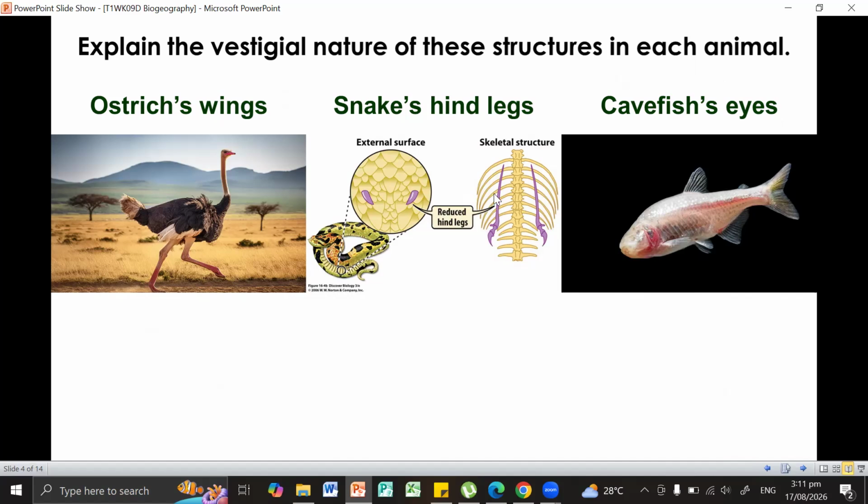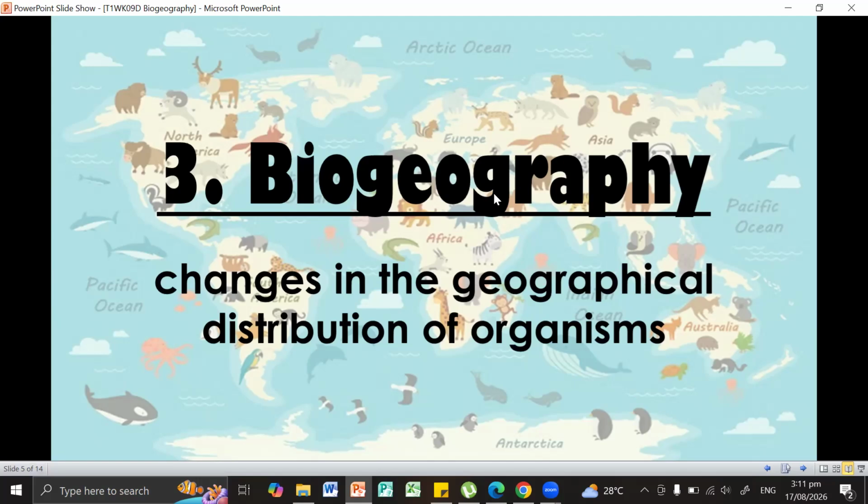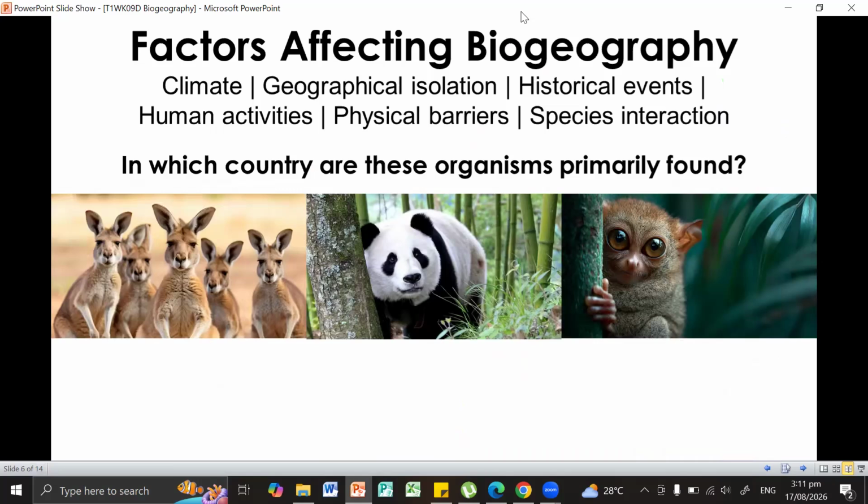All right. Let's now proceed to the third evidence of evolution. So we have biogeography. When we say biogeography, these are changes in the geographical distribution of organisms. So we have six factors affecting biogeography. We have climate, geographical isolation, historical events, human activities, physical barriers, and species interaction.